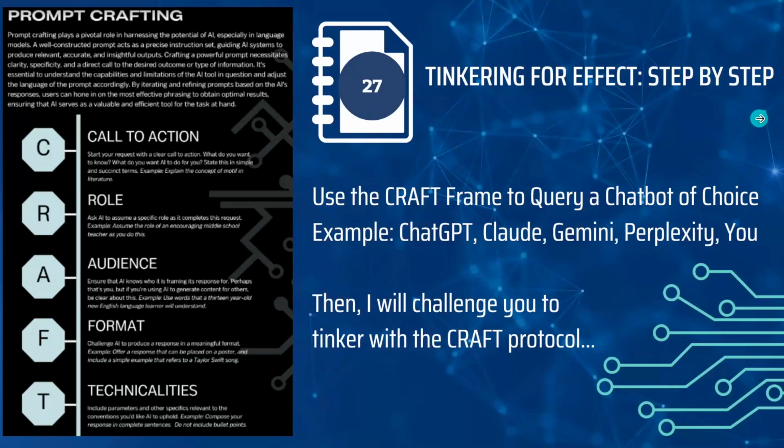One of the things that I will often do as well is I will use this frame to come up with a prompt: explain the concept of motif in literature, assume the role of an engaging middle school teacher as you do this, use words that a 13-year-old new English learner will understand, offer your response in complete sentences and include an example that refers to a Taylor Swift song. And then, of course, compose your response in a way that is culturally sensitive. When I don't get good output, I usually need to tinker with one of those elements. And when I do, the output is better.